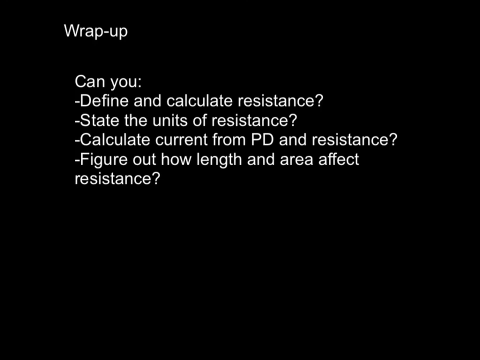Now, to see if you're on track, first thing, can you define and calculate resistance? To define it, just remember, it's just the PD over the current, and to calculate it, it's just the PD over the current. So both things are pretty similar. Now remember that the units of resistance are ohms, which are really volts over ampere. Now, remember that we can calculate the current from the PD and the resistance. So the more PD, the more current; the more resistance, the less current.